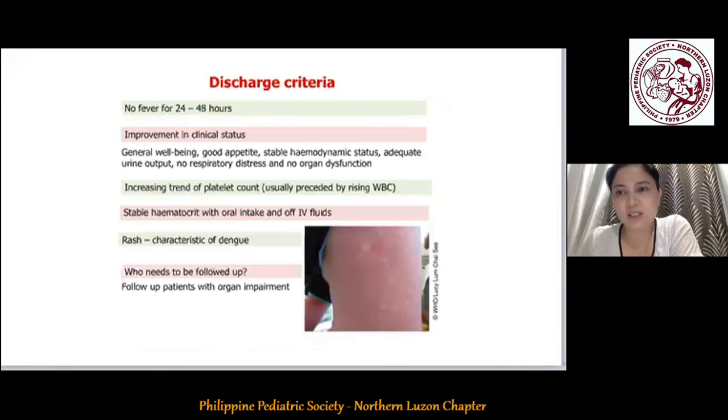So what are your discharge criteria? The patient should be afebrile for 24 to 48 hours. There is improvement in clinical status. There is an increasing trend of your platelet count. So there's no need for you to wait for the platelet count to be normal. As long as you see an increasing trend, I think these criteria should be considered. Stable hematocrit with oral intake and off IV fluids, and the presence of the rash. You can see the characteristic of the rash, which is isles of white in a sea of red.